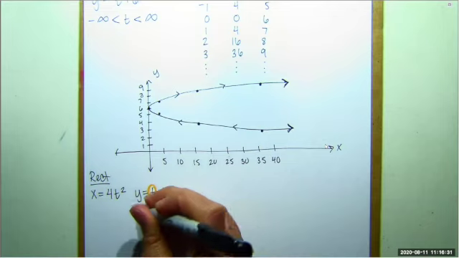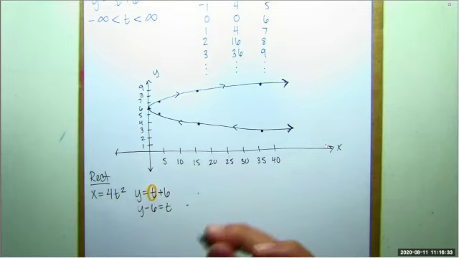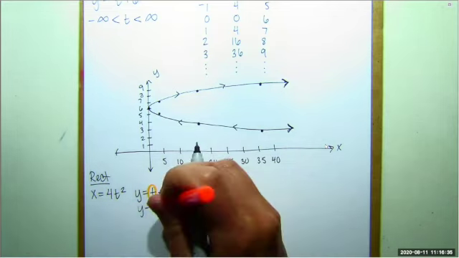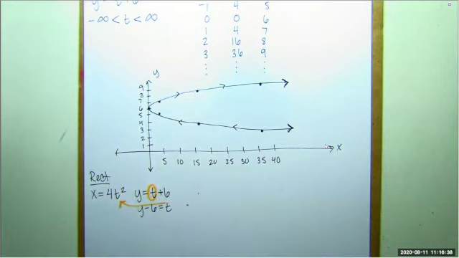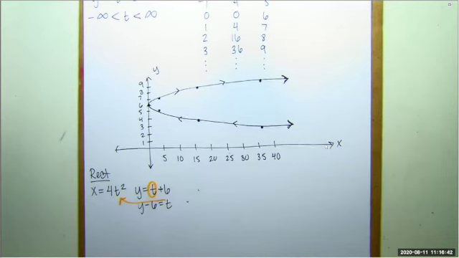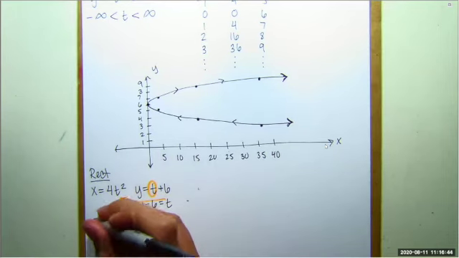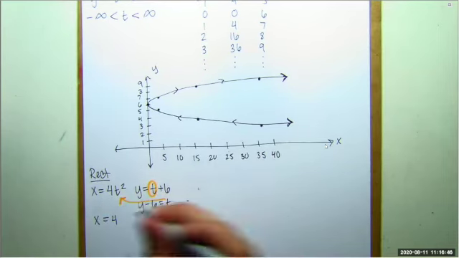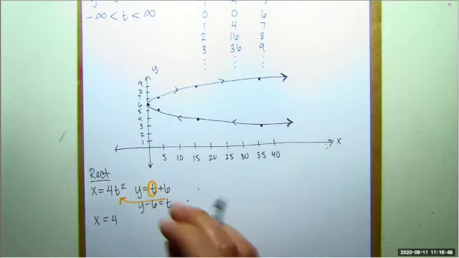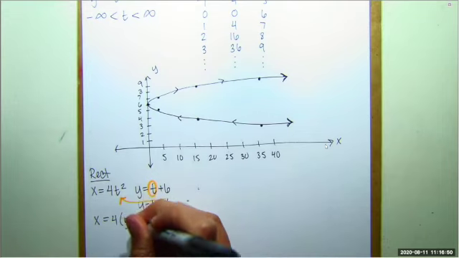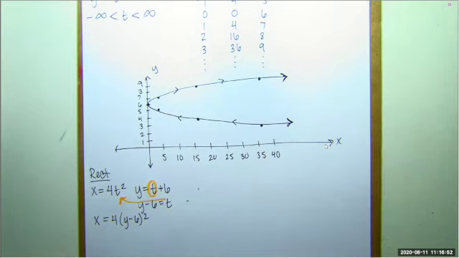Subtract 6 from both sides, that gives me y minus 6 is equal to t. I'm going to plug that in right there. Okay, so that gives me x is equal to 4 times t, which is y minus 6 squared. We're going to stop right there. If you get something that's not a function, right, this is not a function, it's not a requirement to put it in y is equal to form.